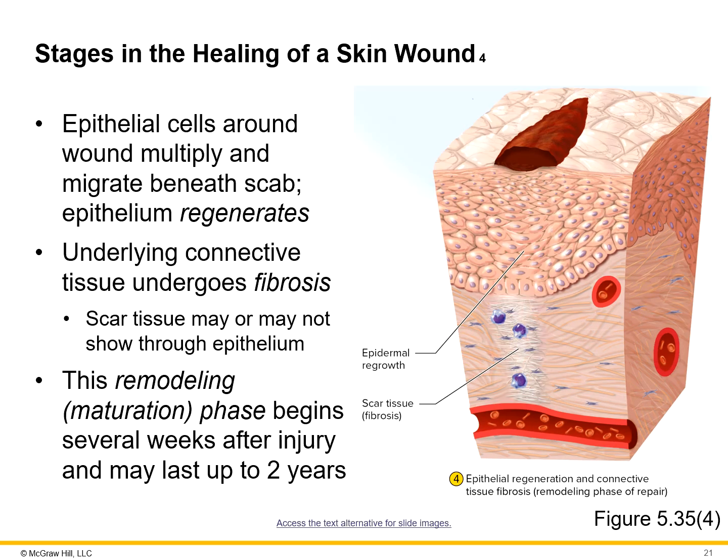The epithelial cells around the wound, especially in that bottom layer by the basement membrane, are going to begin to multiply, and they will migrate beneath the scab, and that epithelium will regenerate. Underneath the epithelium, any underlying connective tissue will undergo fibrosis. So scar tissue may or may not show through that epithelium, depending on how much scarring there is. And this is known as the remodeling or maturation phase. That typically begins several weeks after the injury, and it can even last up to 2 years.